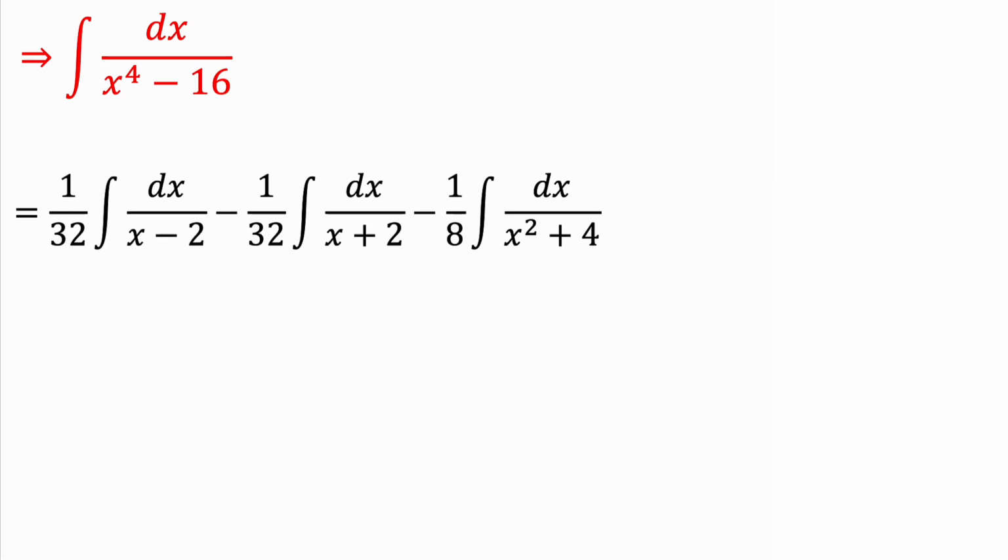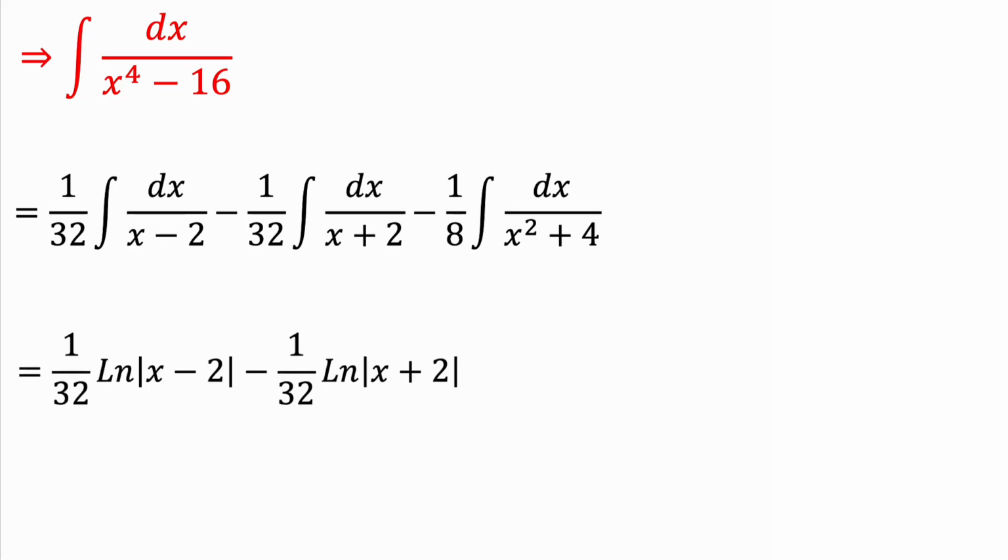The first denominator is of degree 1. You all know this very easily. Tell me, what does the first one become? Good. We have the natural logarithm of x minus 2. And the next one is the natural logarithm of x plus 2. And for the final one, we have x squared plus 4.